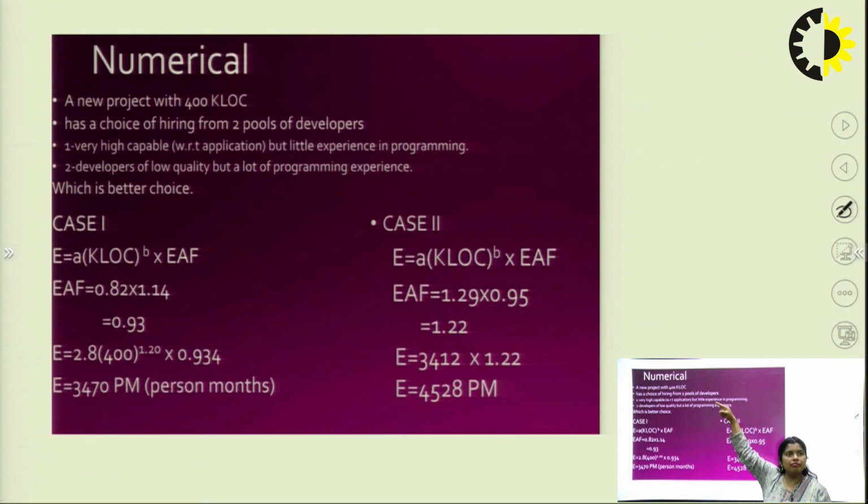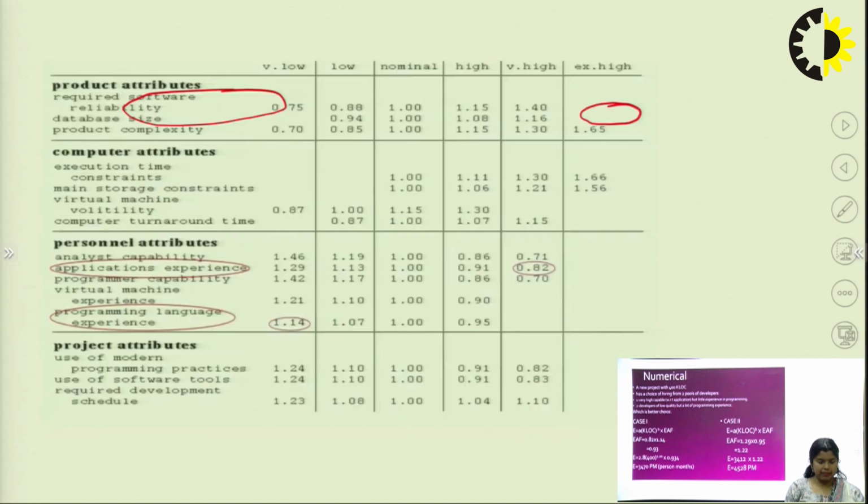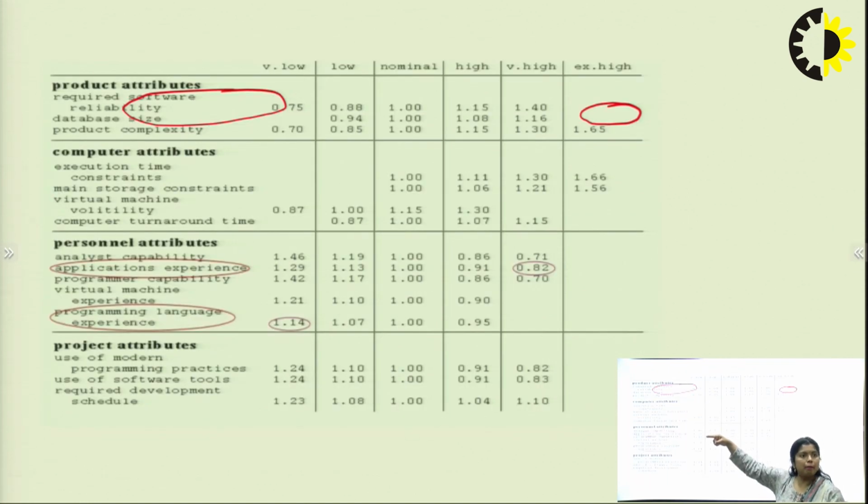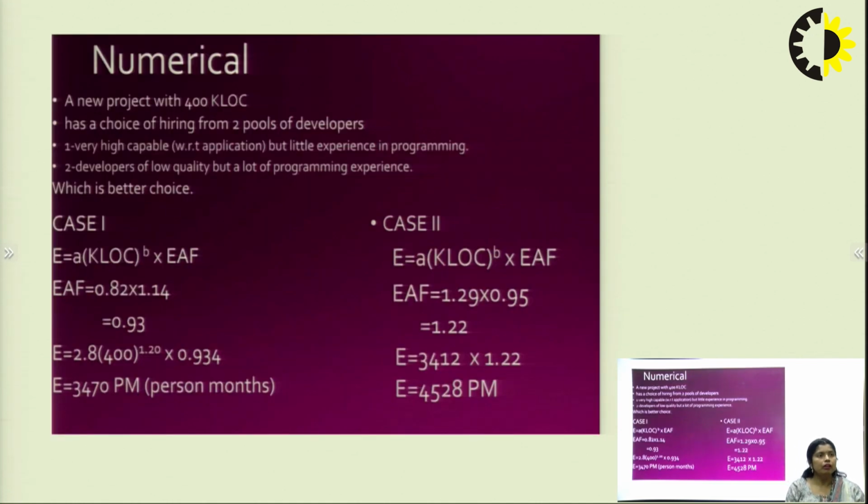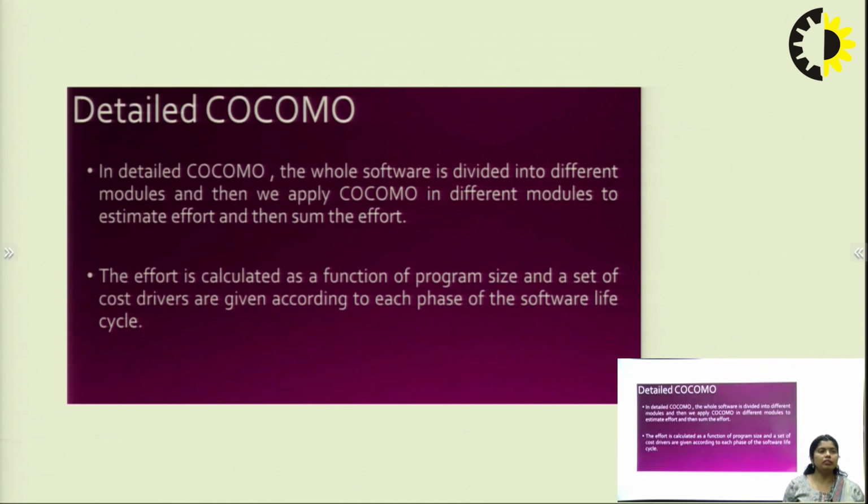Effort adjustment factor in the first case, very high capable but little experience, is 1.14. So, here into 1.14, and the effort and development time will be calculated. In the second case, there is A of KLOC power B, again, with a more experienced team, and the effort adjustment factor taken from the table is 0.95. The A of KLOC power B we already calculated with A and B, and this particular effort and development time will be used.